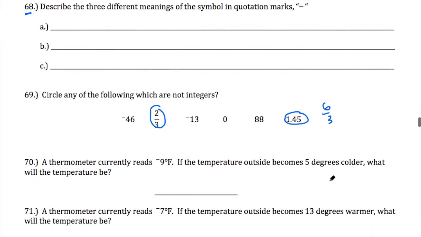Okay. A little bit straightforward, maybe a little simple, but a thermometer currently reads negative 9 degrees Fahrenheit. If the temperature outside becomes 5 degrees colder, what temperature will it be? So I'm going to actually show what we would model this as. We are at negative 9, and we're getting 5 degrees colder, so we're taking 5 degrees away, so we're now at negative 14. You might have seen this as negative 9 plus negative 5. Maybe you're adding something cold like ice to something that's going to shrink the temperature. That way we would also get negative 14 as well.